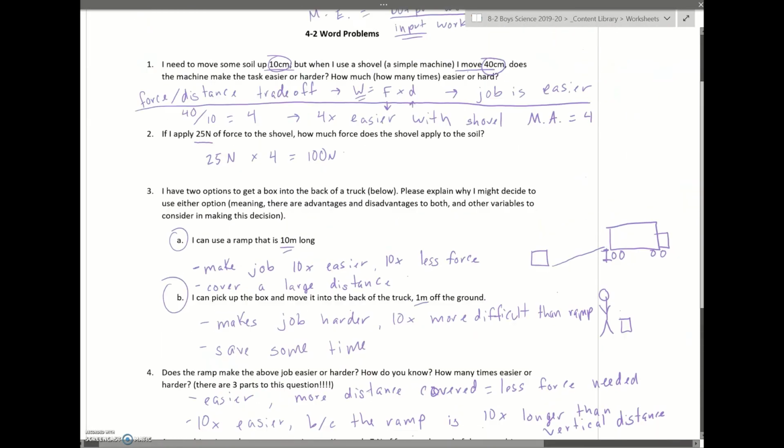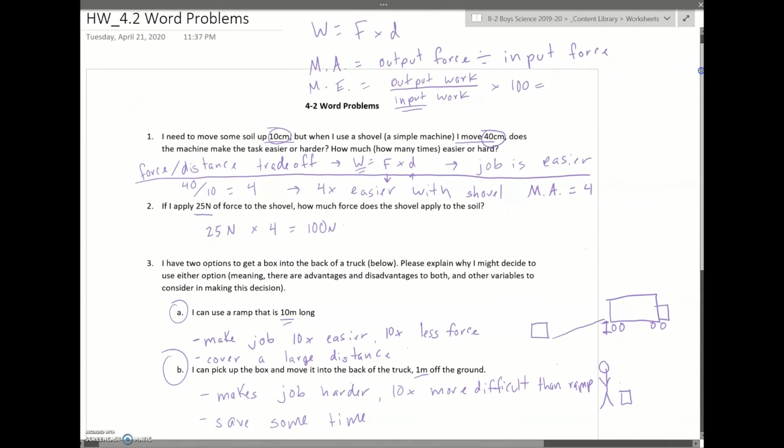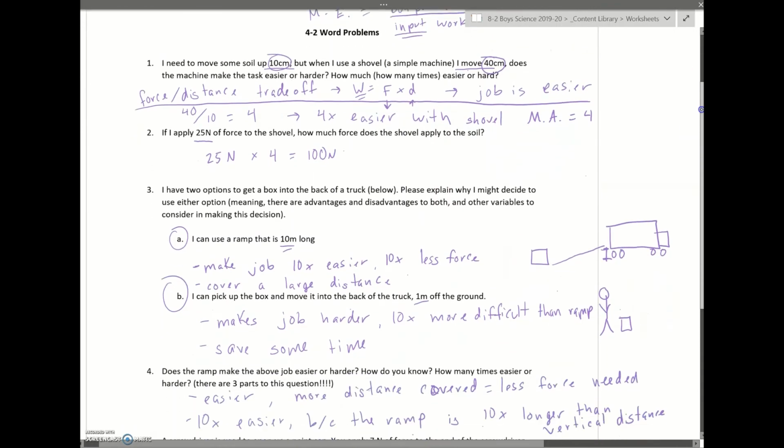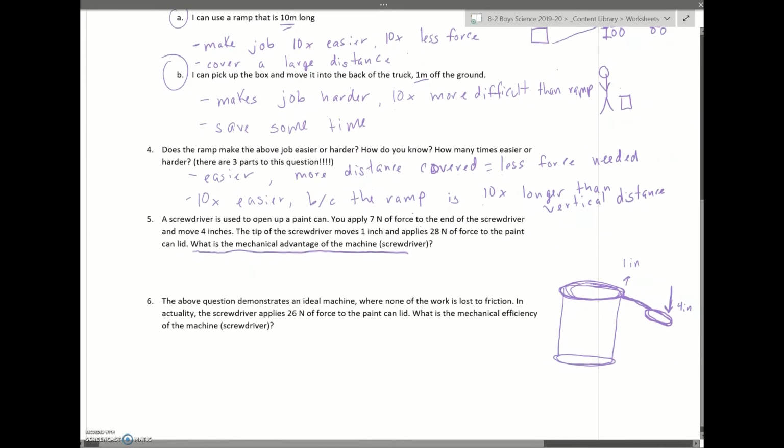Question again here is, what is the mechanical advantage of the machine? Well, if we remember from up here, our equation for mechanical advantage is output force divided by input force. The output force, that's what the machine does. That's 28. Output force is 28 divided by input force, which is 7. 28 divided by 7 is 4.